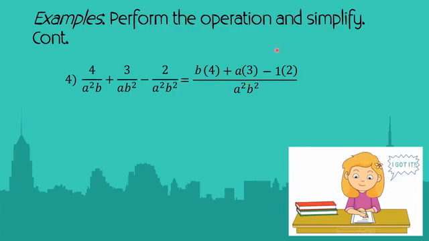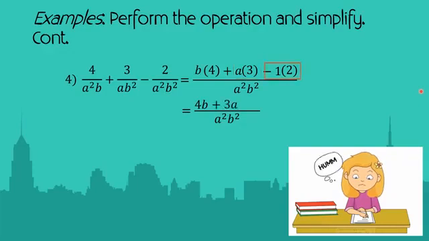Okay, so after doing the process in all the fractions, then we proceed with simplifying our numerator. We can still simplify our numerator, as you can see. Okay, so let's simplify now. You copy first your denominator. And then b times 4 is 4b. And then a times 3 is 3a plus 3a. And then negative 1 times 2 is negative 2.